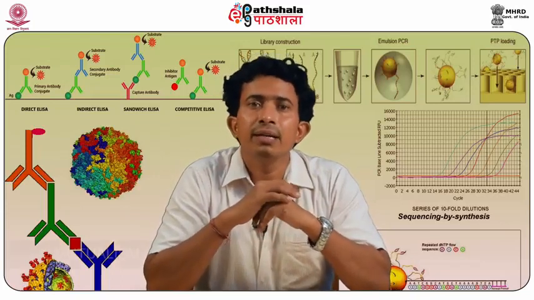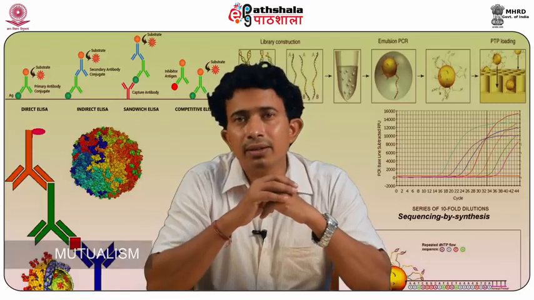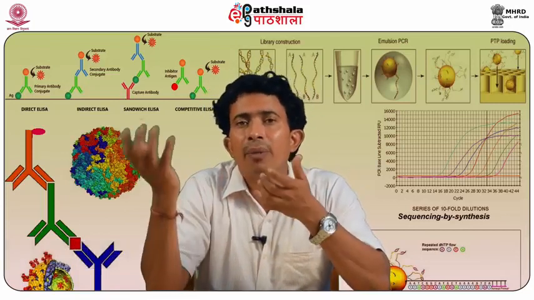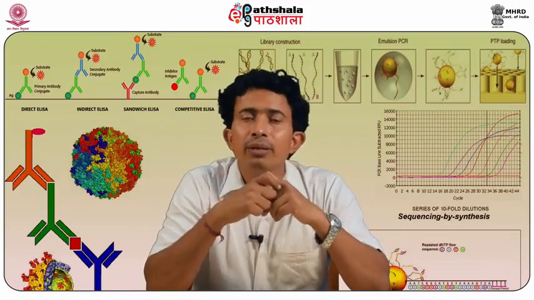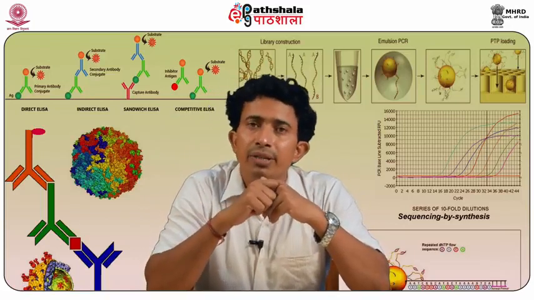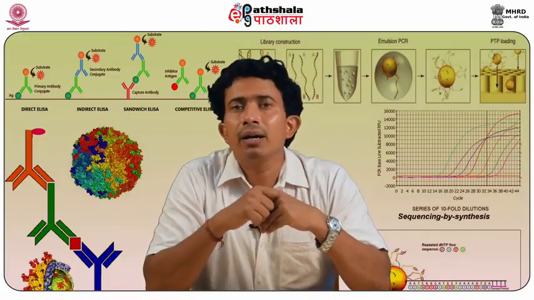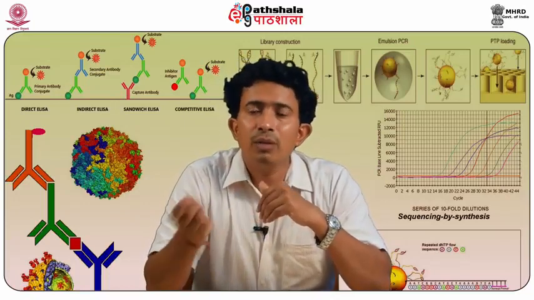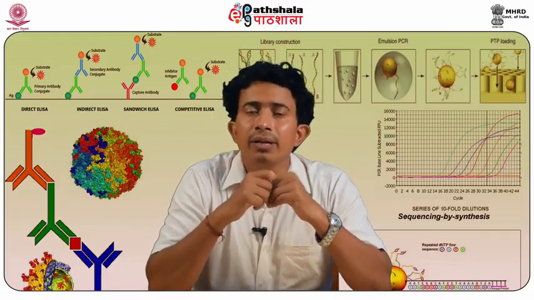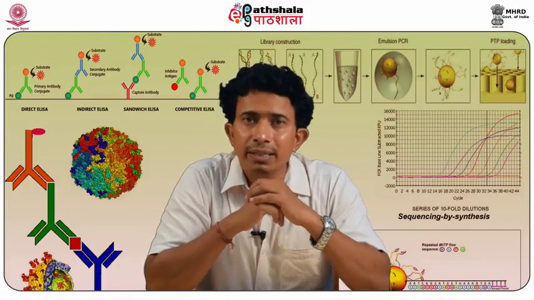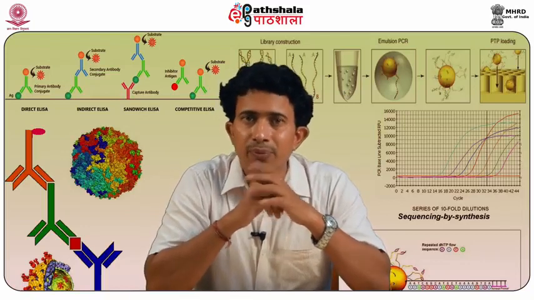The first one, that is mutualism, is a condition where the host as well as the microbe which is entering the body are both benefited. For example, microbes present in the gut of animals and human beings. In that case, both the microbe as well as the host are benefited from each other.